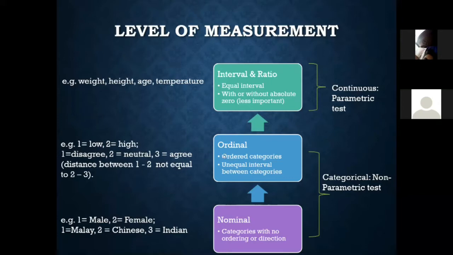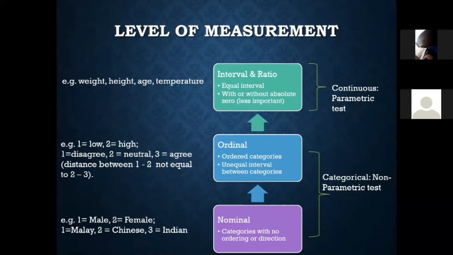Okay, so that's why it cannot be measured as interval. I combine both interval and ratio because in statistics this difference is not that important, because we consider both interval and ratio scale as continuous variables. So for interval and ratio scale, it has equal intervals with or without absolute zero. This one is less important.